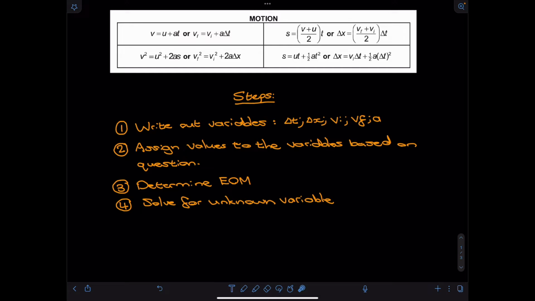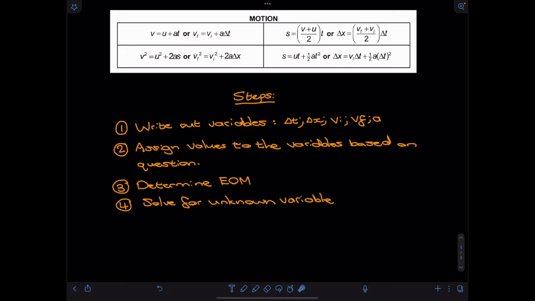There are four major steps that you need to know when answering this question. And I personally used these steps from grade 10 to 12, and I've never had an issue with it. So step one is to write out your variables. These five variables are crucial when answering these types of questions: change in time, change in displacement, initial velocity, final velocity, and acceleration.